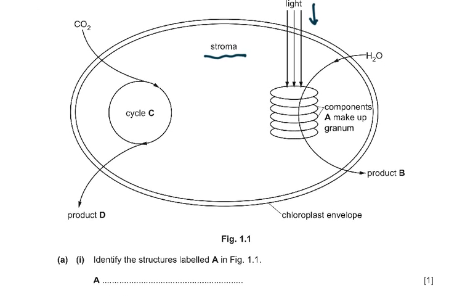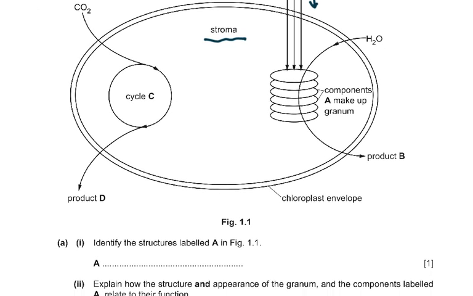So identify the structure labeled A. Now, as we all know, that is the thylakoid, and a stack of thylakoids. So you have to get the spellings right. So thylakoid got you a mark. THYLAKOID. You could have said thylakoid or you could have said thylakoids.